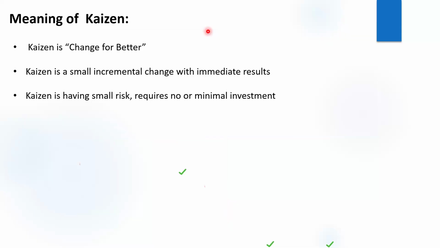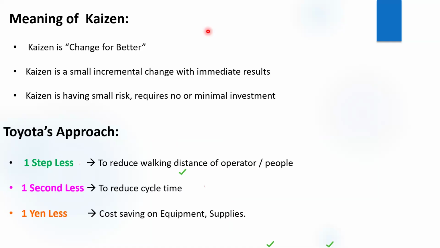Always remember that Kaizen is a change for better. It is an incremental change with immediate results, and it always has a small risk. We will discuss it tomorrow as well. And then I said that should be your approach: one step less, 1 second less, 1 rupee less.